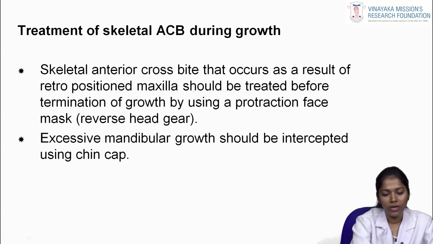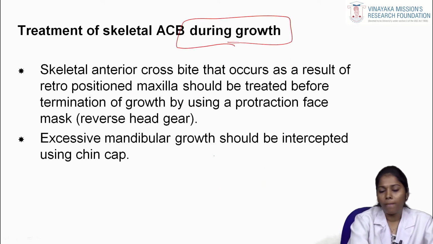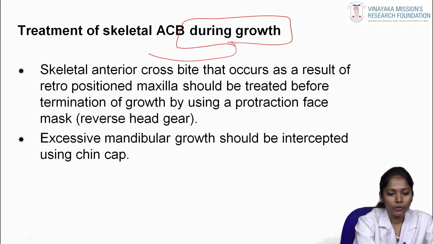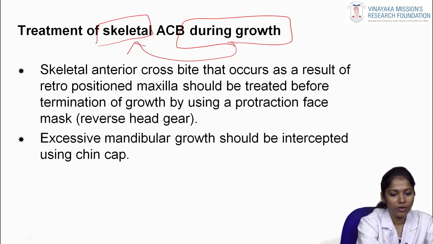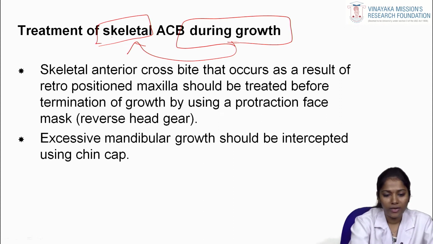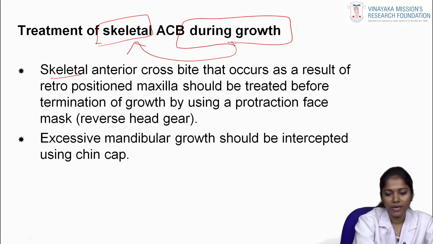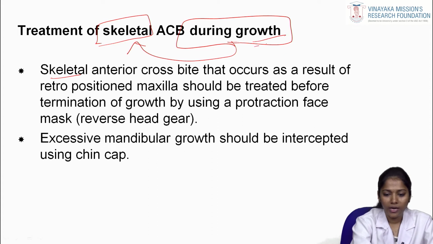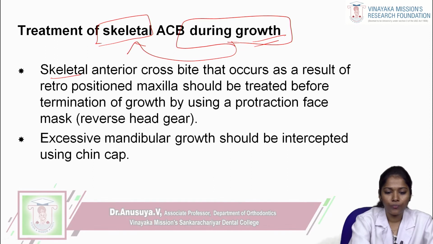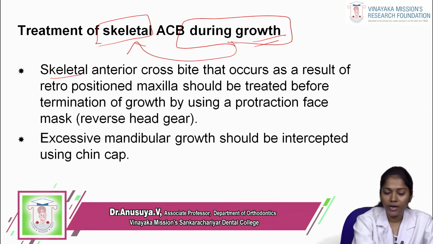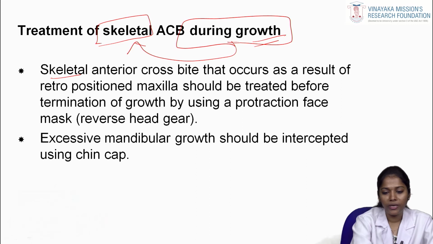The next is your growth period. So whenever there is a developing crossbite in the growth period, as you can see it is your skeletal crossbite. Skeletal means your maxillary jaw is deficient. When the maxillary jaw is deficient, that is your skeletal anterior crossbite that is occurring in growth. We have a chance of growth modulation. As it occurs as a result of your retroposition of the maxilla, it should be treated before termination of growth.